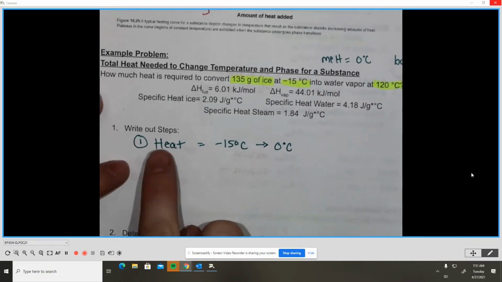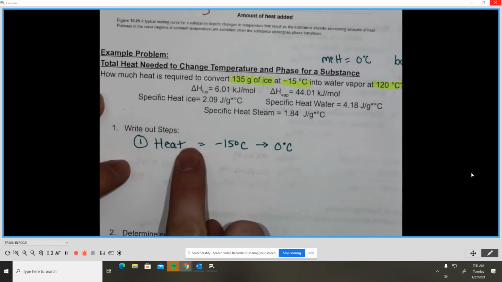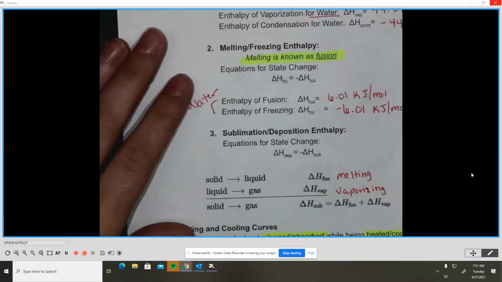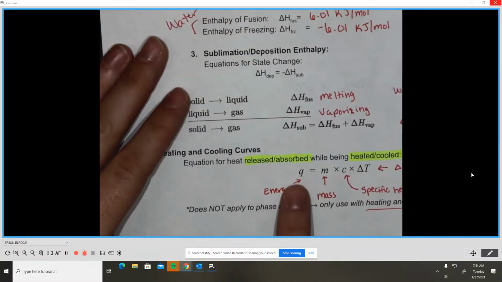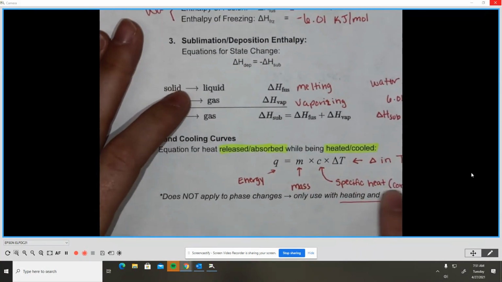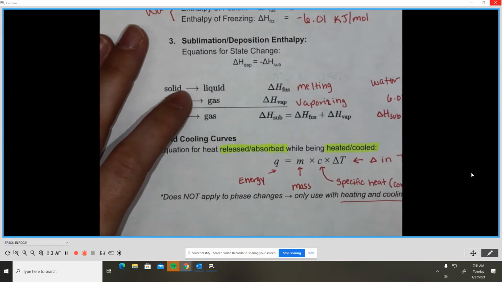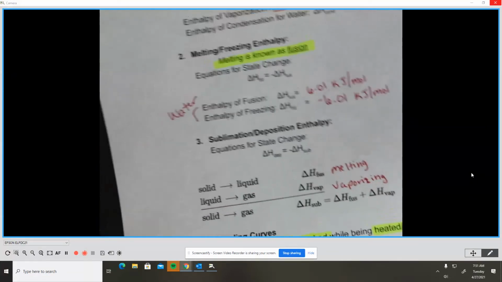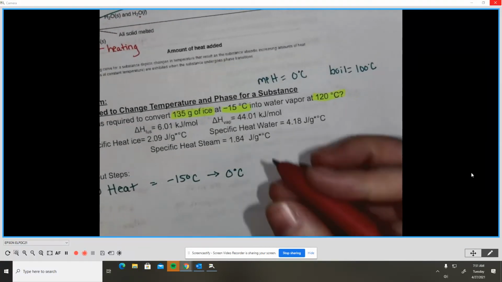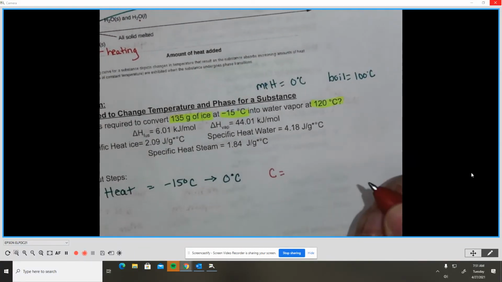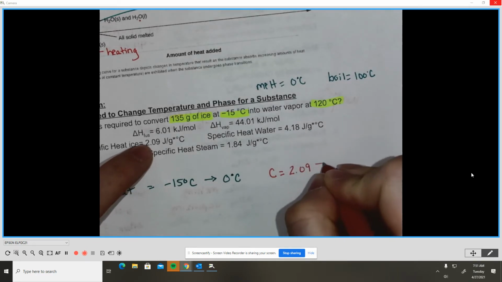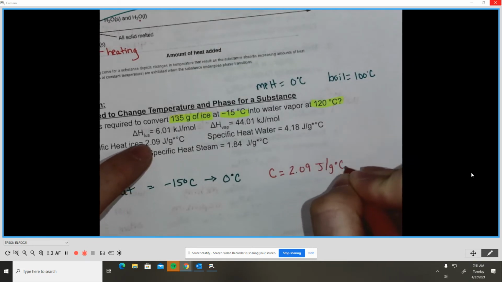In this instance, we are heating. Remember heating, if you look back at the first page, we have phase transition and we have heating and cooling. We're going to be using this equation, Q equals MC delta T. We need specific heat, and we're going to need specific heat of the state of matter that we're in while we're heating. So if we're heating ice at negative 15 degrees Celsius, our specific heat is going to be the specific heat of ice. So 2.09 joules per gram times degrees Celsius.